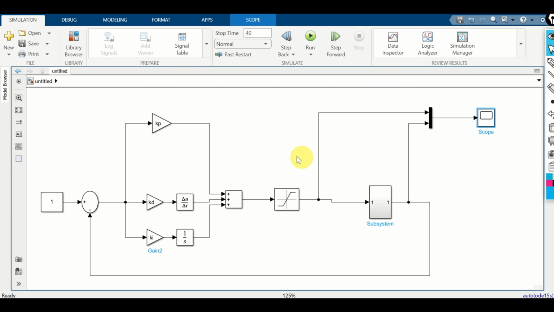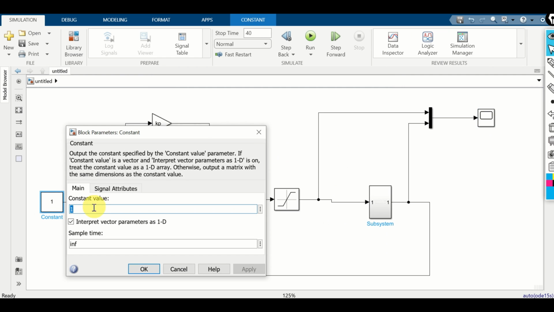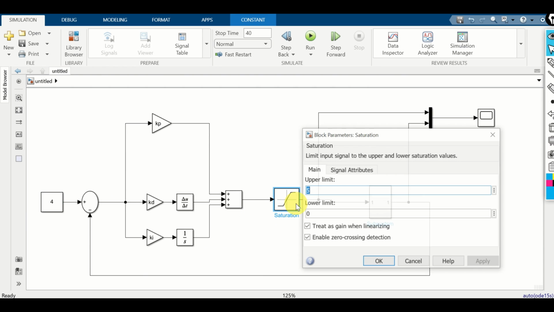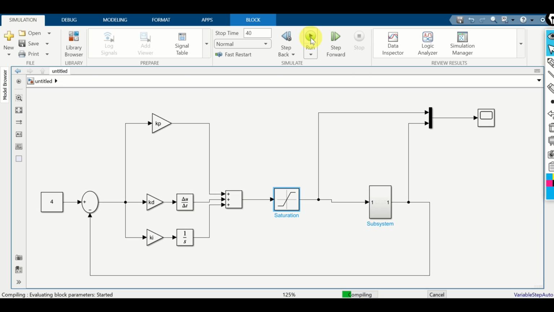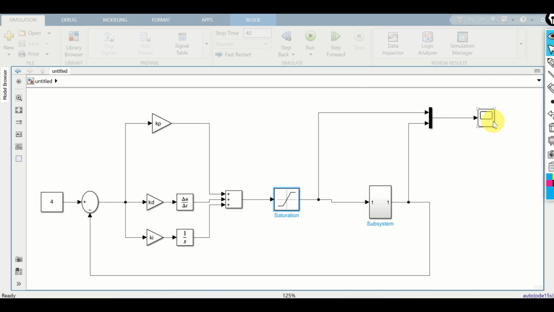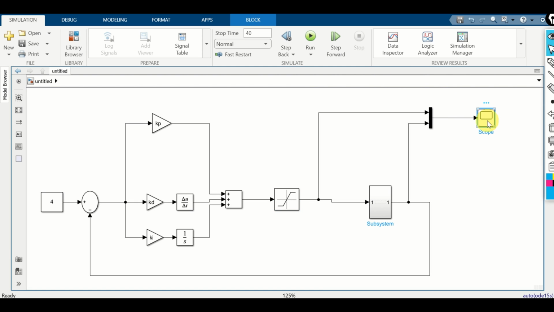Next, let's illustrate the effect of this saturation block. Let us increase the desired set value. For example, let's say that we want our water level to be equal to 4 meters. However, here we will have the input flow rate to 5. That's the maximum value that our pump can produce. Click on OK and let's run the simulation. Let's look at the output.